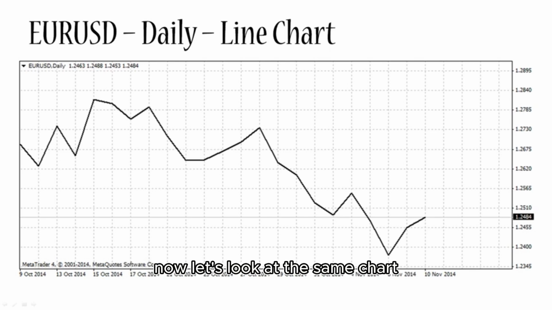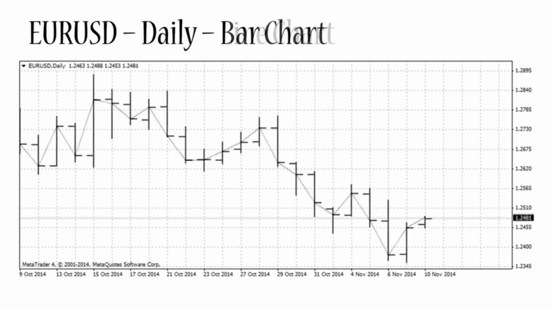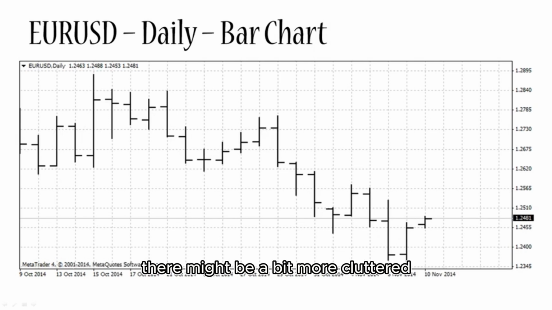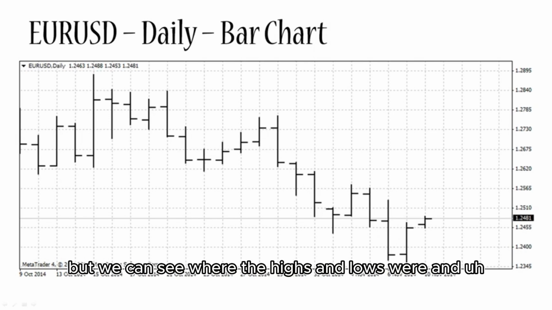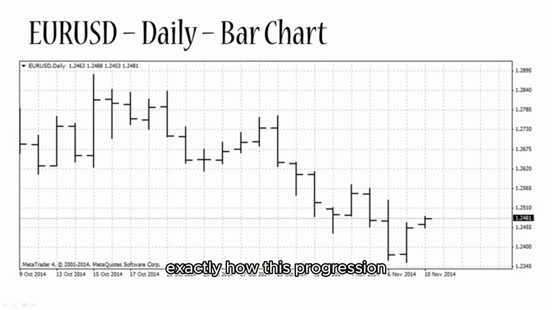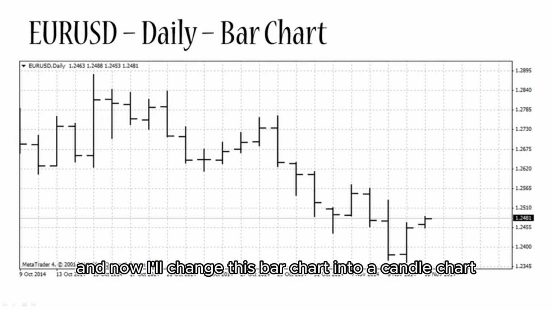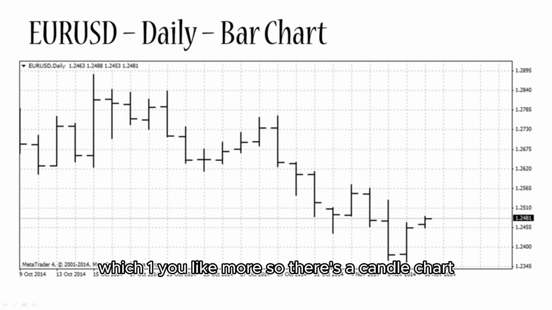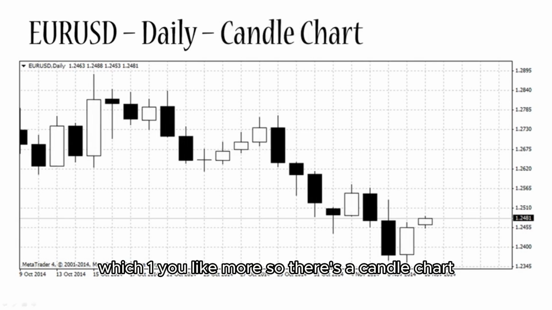Now let's look at the same chart but represented by a bar chart. As you can see, now we have much more information. They might be a bit more cluttered, but we can see where the highs and lows were, and exactly how this progression or this trend is developing. And now I'll change this bar chart into a candle chart, and you should decide for yourself which one you like more. So there's a candle chart.